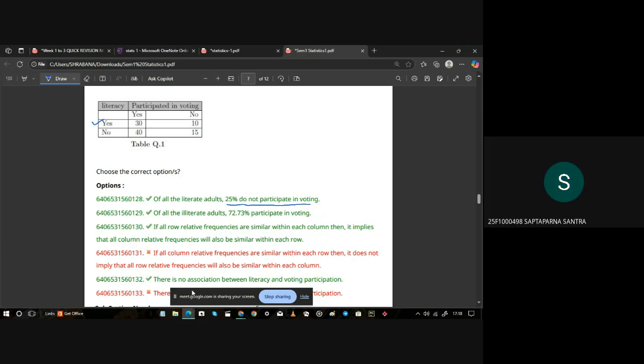For calculating literate adults, we have to take both yes and no for participated in voting. That yes is 30 plus 10, that's 40. And then divided by the total number of participants into 100.